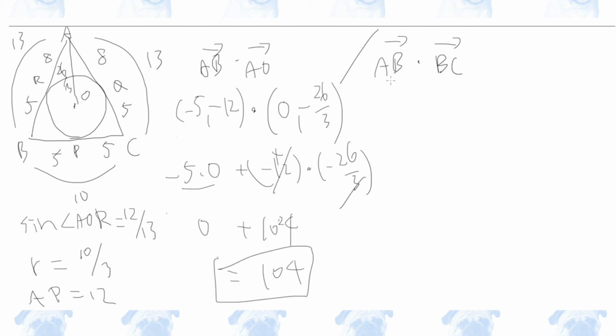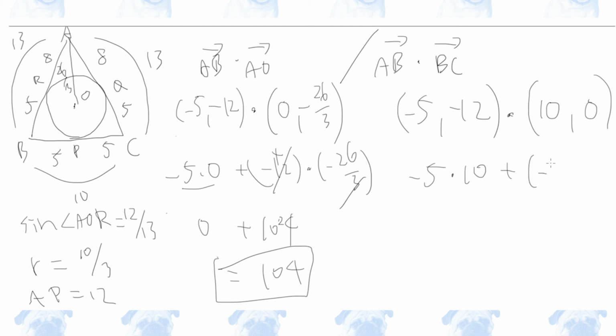And we are going to do the same. We already know the component of vector AB. Dot vector BC is going from B to C, so the x component is plus 10, but there is no vertical movement, 0. Minus 5 times 10 plus minus 12 times 0, and this is 0, so minus 50 is the answer.